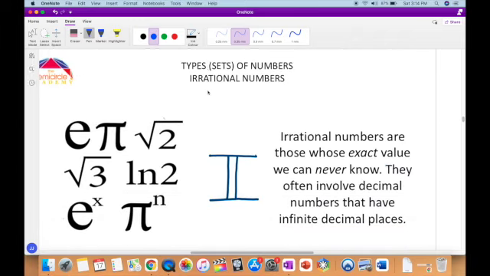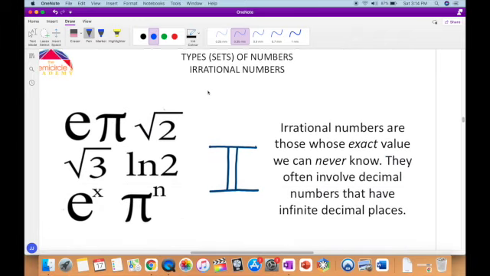Now we're going to irrational numbers, and irrational numbers are a bit special, right? Irrational numbers are those whose exact value we can never know. Do you know, like, the square root of 2? The square root of 4 is equal to 2, and we'll talk about that. But what about the square root of 2? We'll talk about what square root is just now. If you don't know what square root is, don't worry. But we don't know where that is.